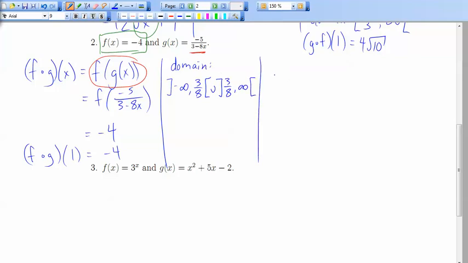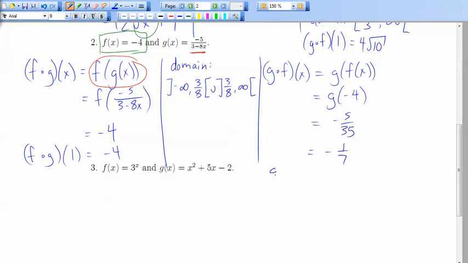Now let's take a look at g of f. Well, g of f of x: f of x is always negative 4 regardless of what the value of x is. And if I plug negative 4 into g, we're going to get negative 5 over 35 there. And of course, we'll always put that in lowest terms, negative a seventh. So g of f of 1 would be, well, negative a seventh.